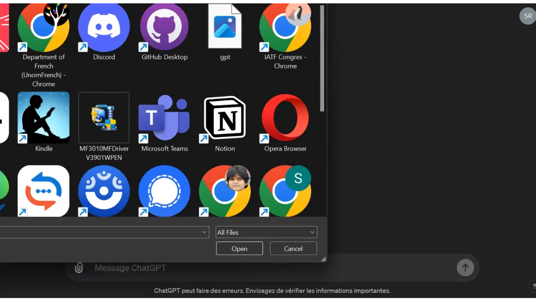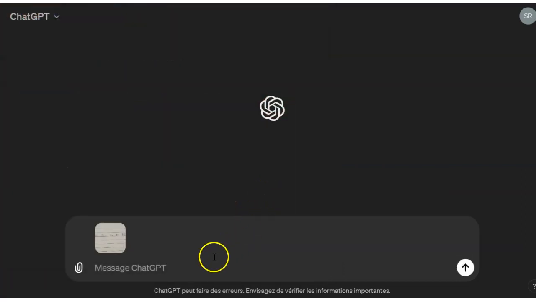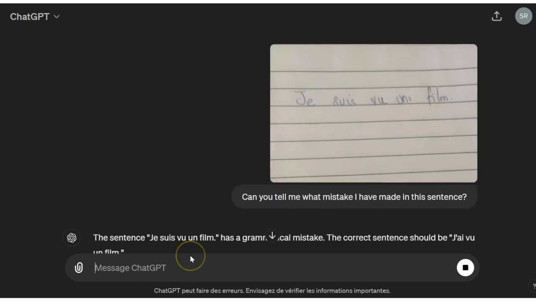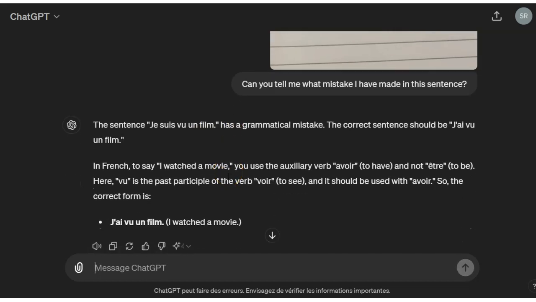Good morning. So today's objective is to check if GPT-4o can look at something that I've written on a piece of paper and give me feedback based on it. So this is not typed out. This is something that I've written. I wrote a slightly wrong sentence, as you can see. "Je suis vu un film," and I've asked it to give me feedback on what I've written.